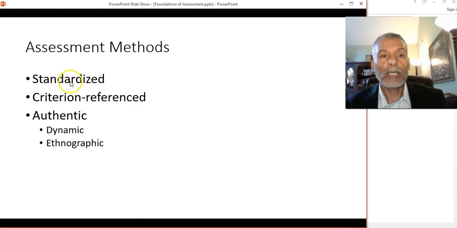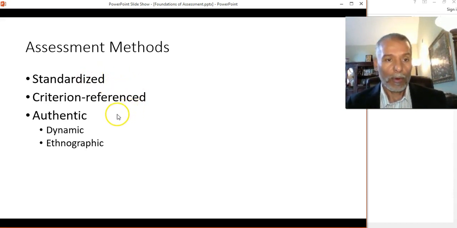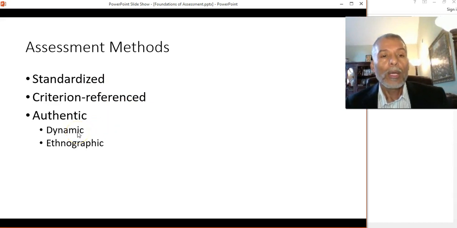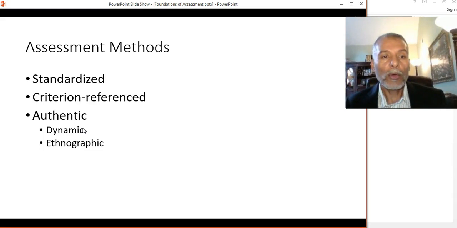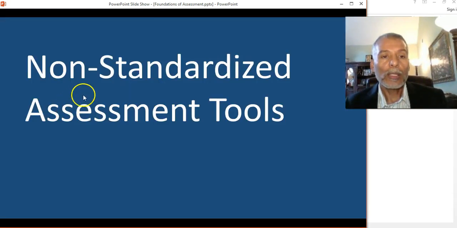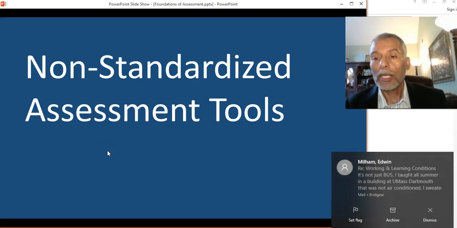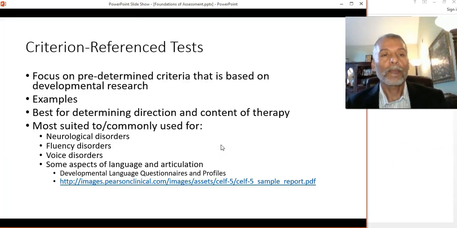So for this reason, typically the majority of us rely on standardized testing in addition to other forms. So I'm going to discuss first the non-standardized instruments, and then we'll spend more time speaking about standardized instruments.